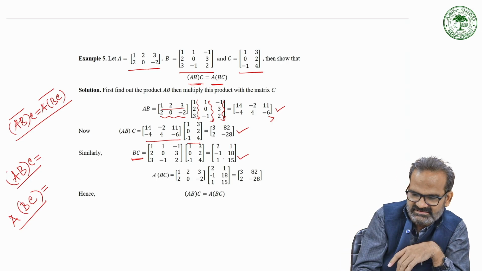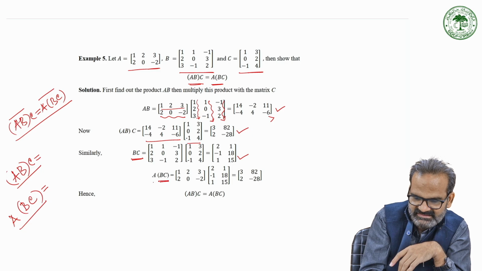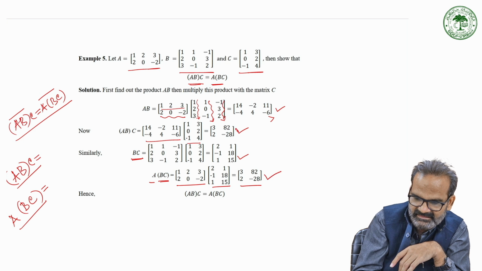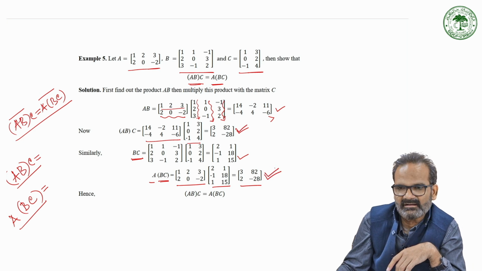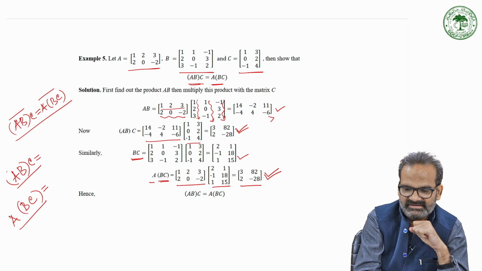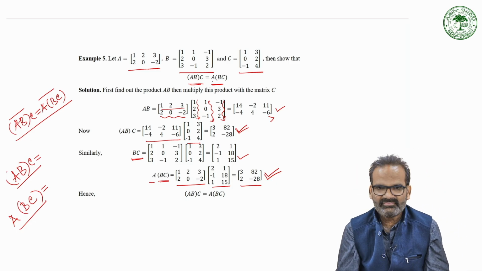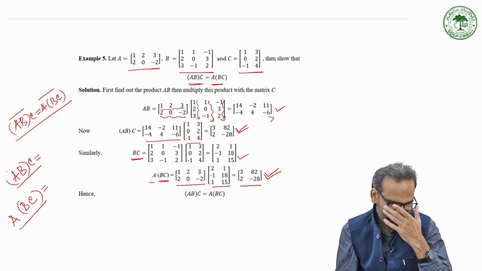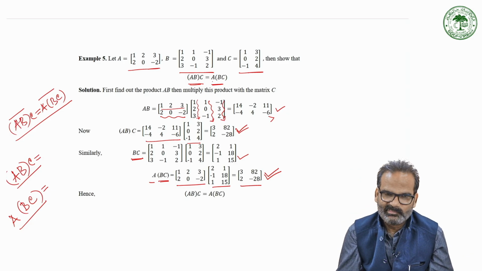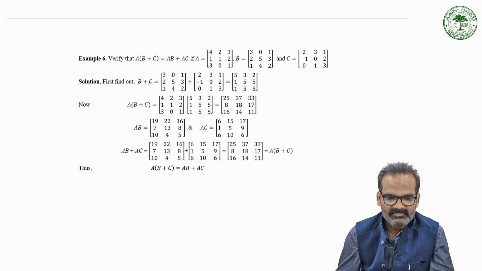Now finally this is BC, so multiply this BC with A. So this is A, this is BC, and the product of these two is this. So this matrix and this matrix are both the same. Therefore the left hand side, that is (AB)C, is always equal to A(BC), and we know that this is a property which is known as associative property, which is possessed by matrix multiplication.